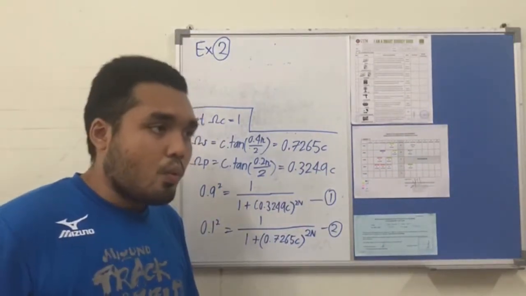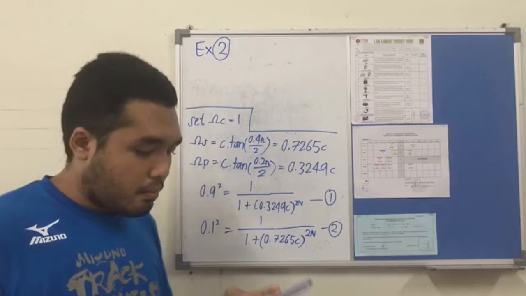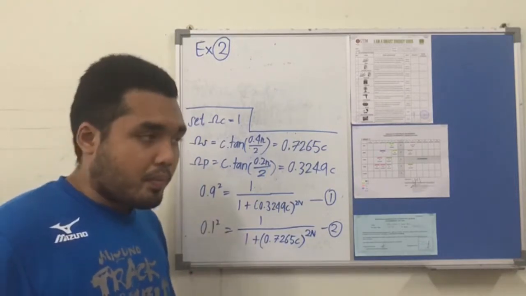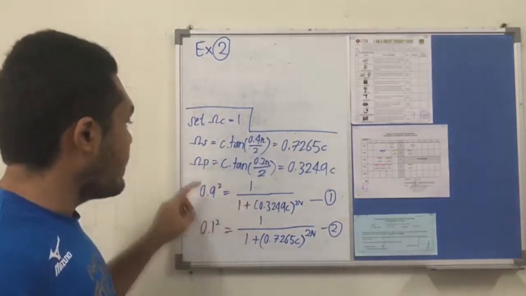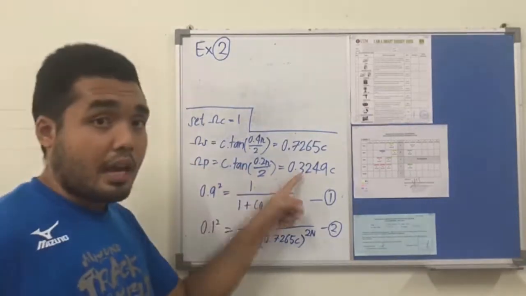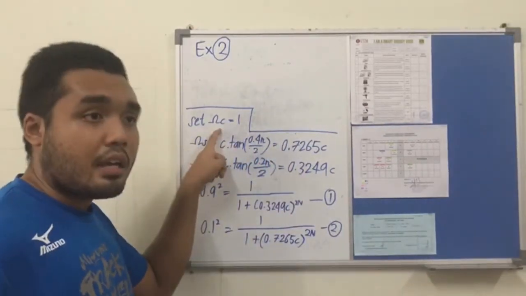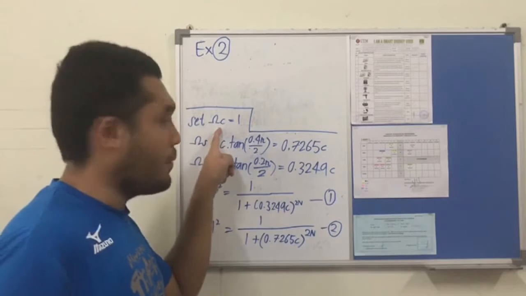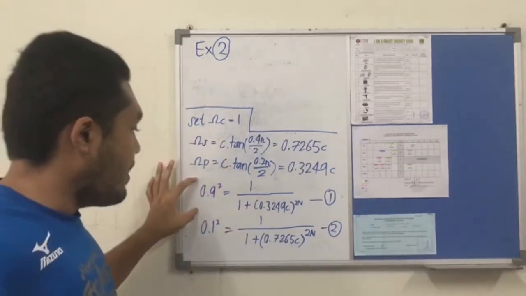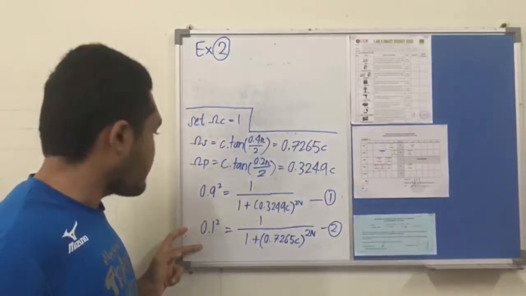After that, we use the magnitude squared spectrum and put in the values that we just found, and also not to forget the analog cut-off frequency. So we will have these 2 equations.